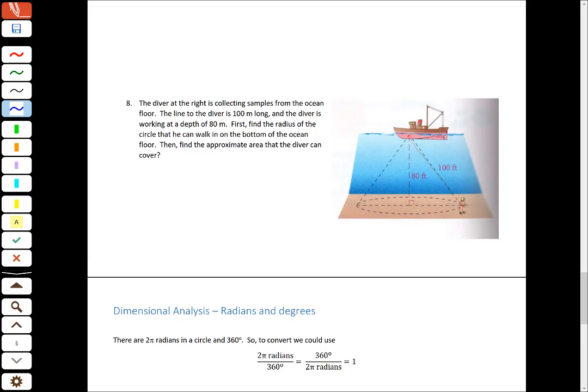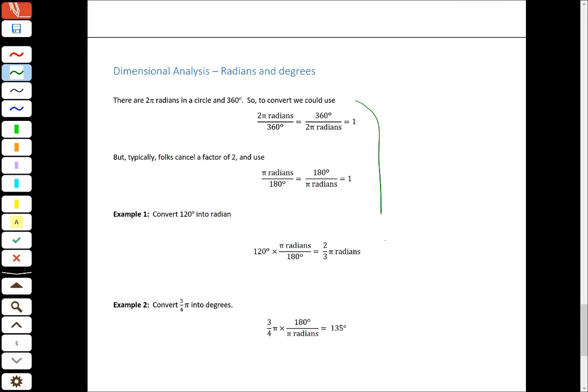The diver at the right is collecting samples from the ocean. This line here is 100 meters long, and the diver is working at a depth of 80 feet. First, find the radius of the circle, which is right here. You have to find that radius first, and then find the area of that circle where he can walk. Okay, and then at the end, it has an example of the stuff I did on converting radians to degrees, so you can see that too.